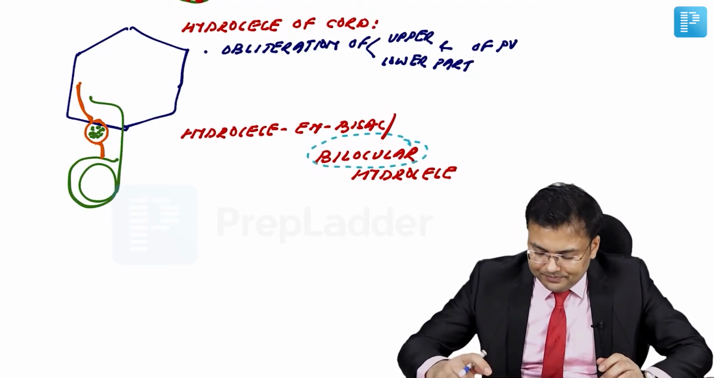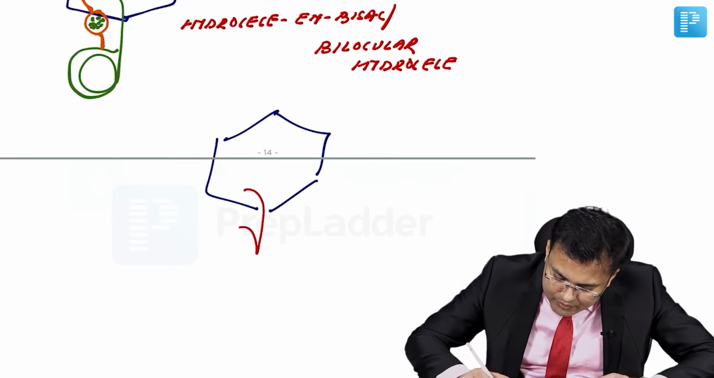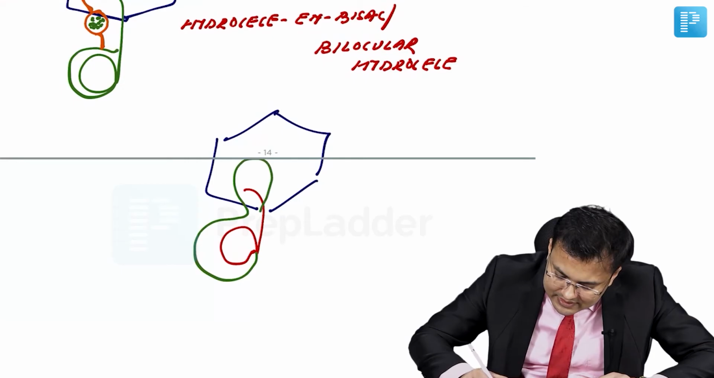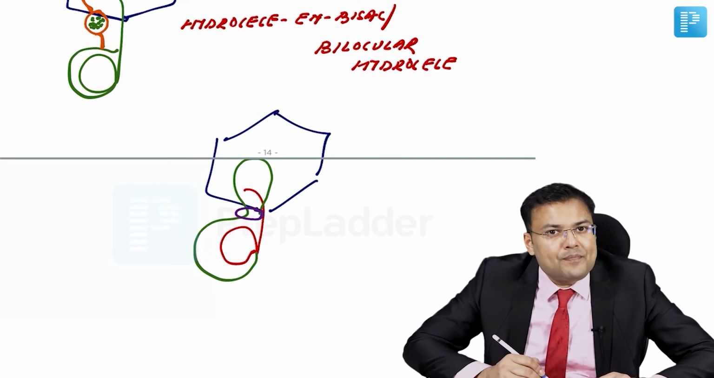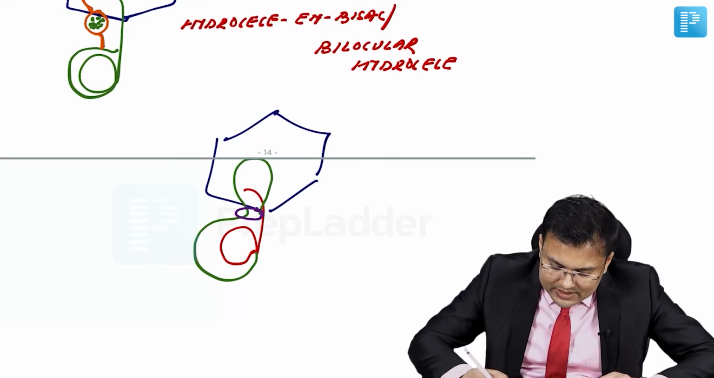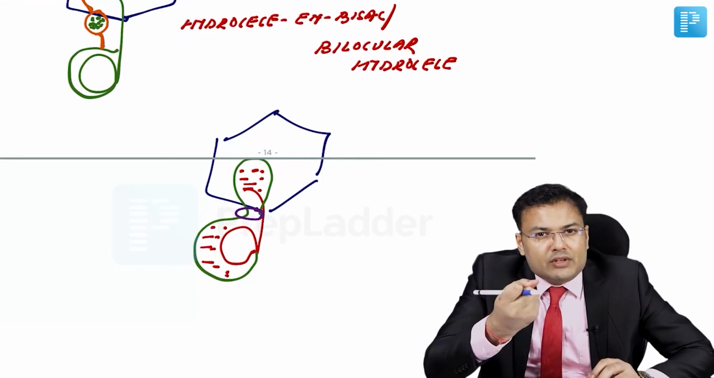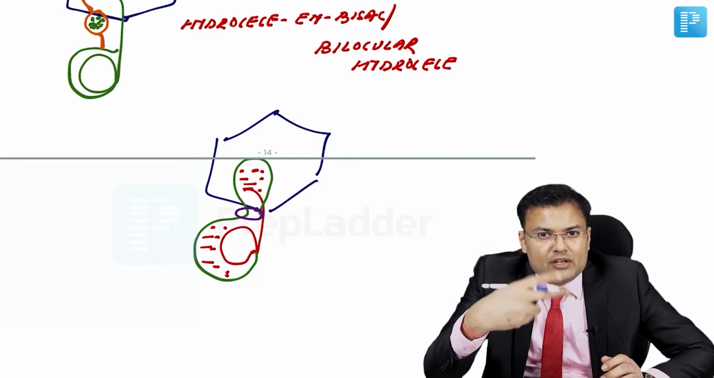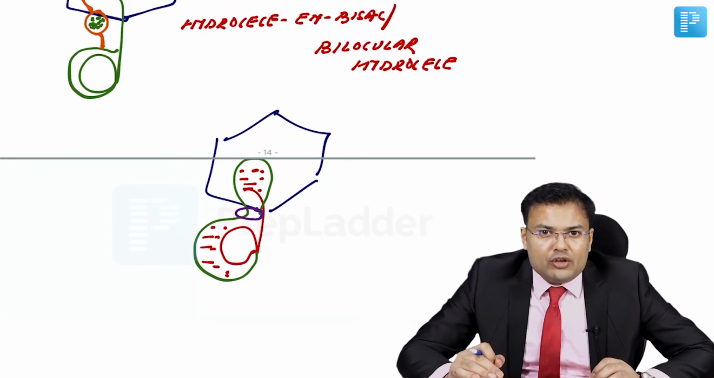In this case, there are two sacs which are communicating with each other near neck of scrotum. This is one part of sac, this is another. And there is fluid collection. If we press the lower one, there is increase in size of upper one, and if you press the upper one, there is increase in size of lower one. This is hydrocele en bisac or bilocular hydrocele.